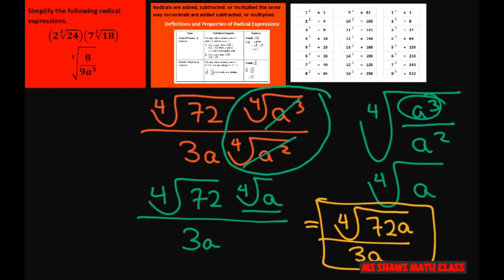You do not want a radical in the denominator. And the reason for that is when you go higher up in mathematics, it's very hard to work with radicals in the denominator. So you really want to get rid of them.